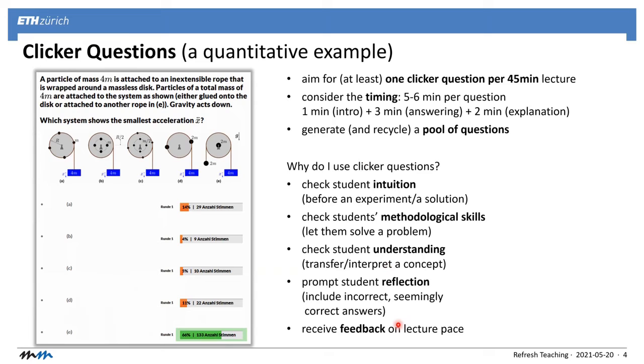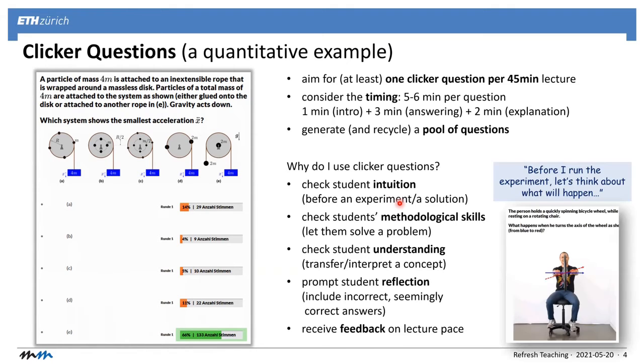Why do I use clickers? These points have been brought up before. Point number 1 is to check student intuition before you dive into an actual experiment or a solution. I also show experiments in class. So you might go and say, before I now run this experiment, let's think about what will happen. And I want you to think about it and to answer. In this case, no calculation necessary. Just carefully thinking about the concepts and gaining intuition for what's going to happen. So in this case, I was sitting on a rotating chair, holding a rotating object, and then by angular momentum balance, the students have to guess if I turn right, turn left, fall over, or whatnot.